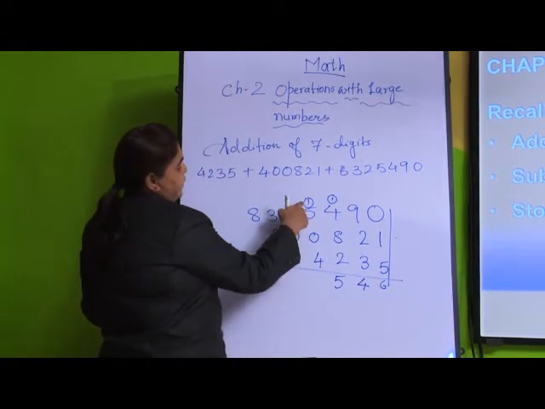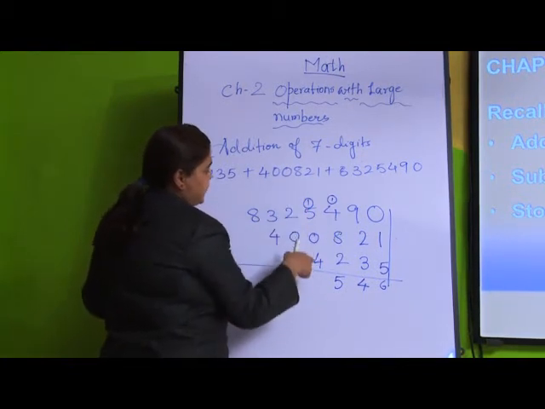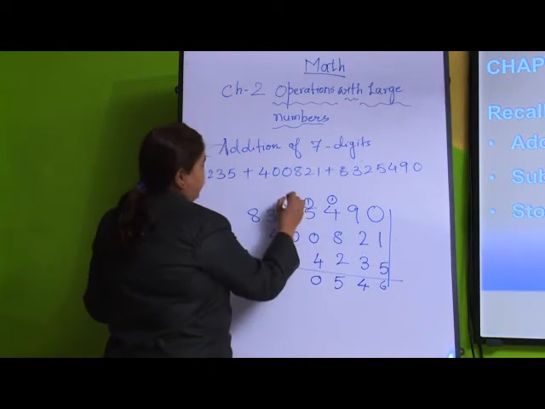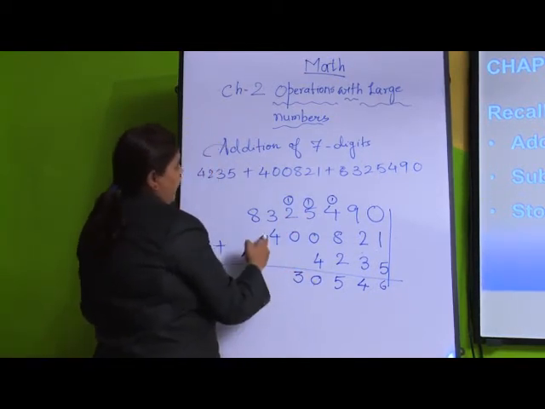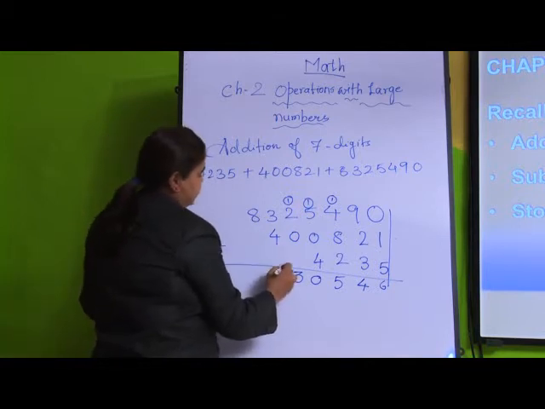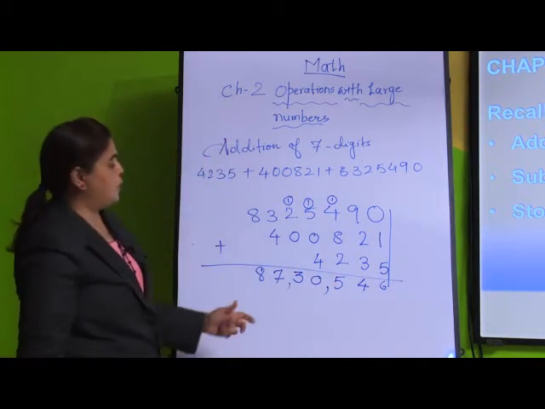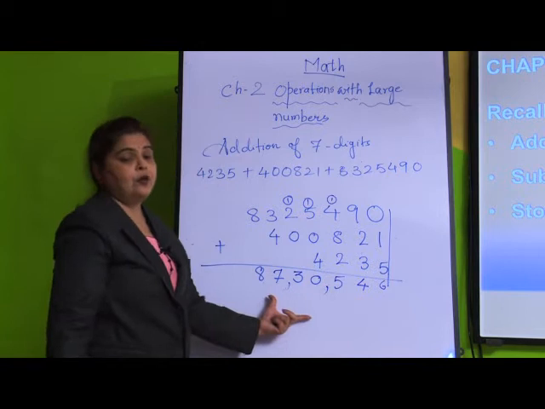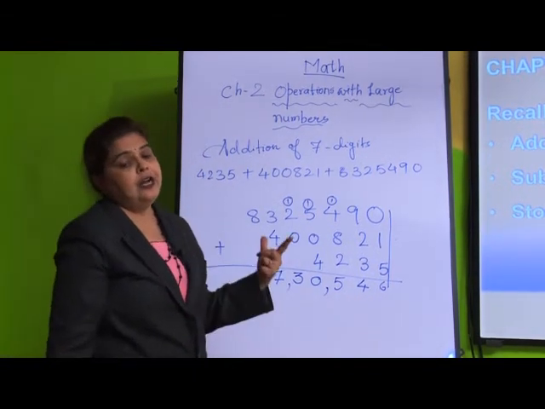Now 5 plus 1, 6. I have 0, so no value. 6 plus 4 is 10, 1 carry. 2 plus 1, 3 and 3 plus 4 is 7 and 8 is it. After 3 digits, put a comma. After 2 digits, put a comma. So now you can read out what is the number we got after the addition.